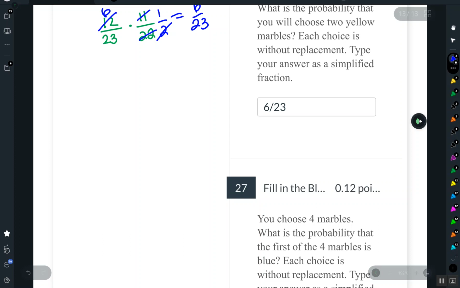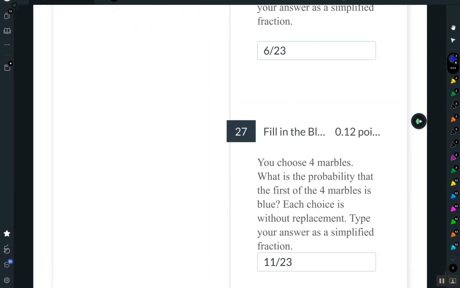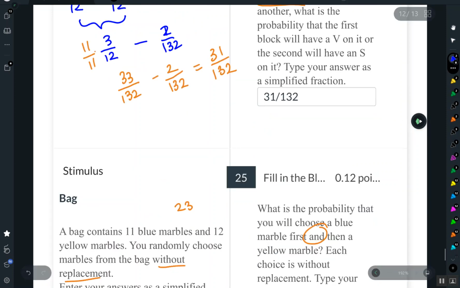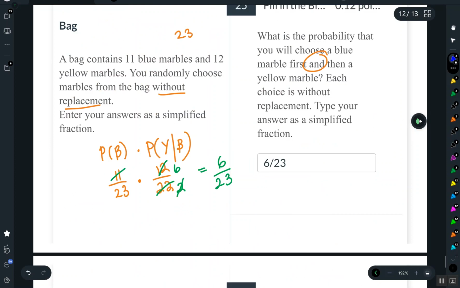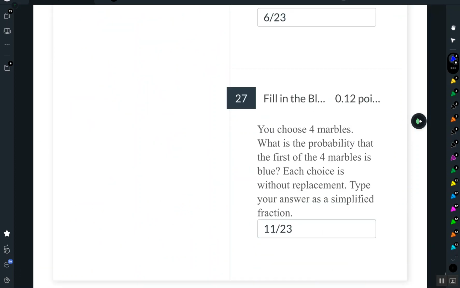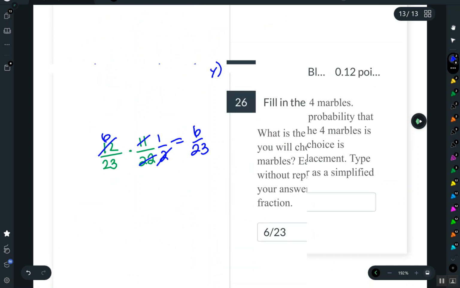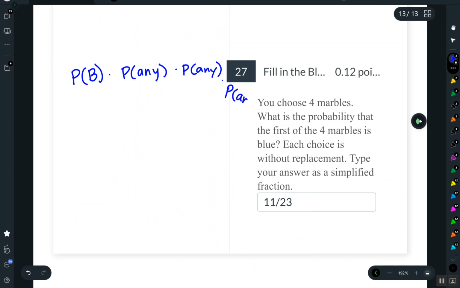Okay, same setup. You choose 4 marbles. What's the probability that the first of the 4 marbles is blue? So how many of the marbles are blue? There were 11 of them out of 23. So we're going to do 11 out of 23. So basically think of this as the probability of getting blue. And then we don't care what the other 3 marbles are. So the probability of any 3 times anything that's left, because we don't care.